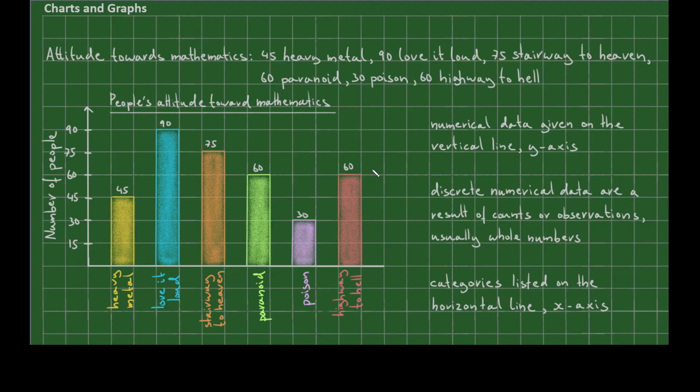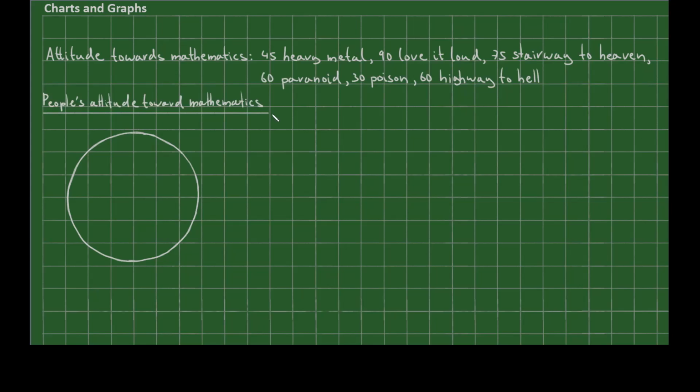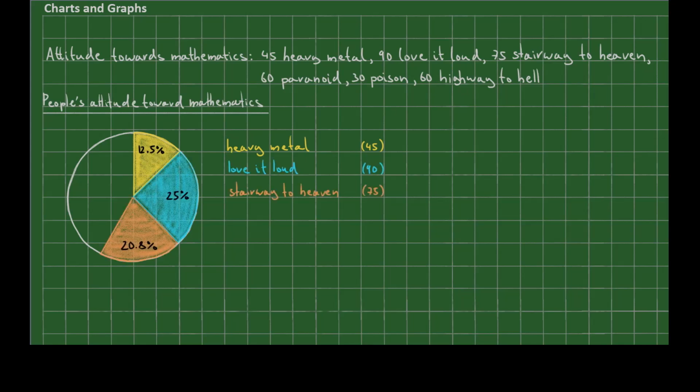Now, a bar chart is not the only chart we can use. Pie charts are usually used when we represent our data as a percentage. So the whole pie, or the whole circle, represents 100% of the data. In our example, 12.5% think that mathematics is heavy metal. 25% love it loud. 20.8% think it's the stairway to heaven.